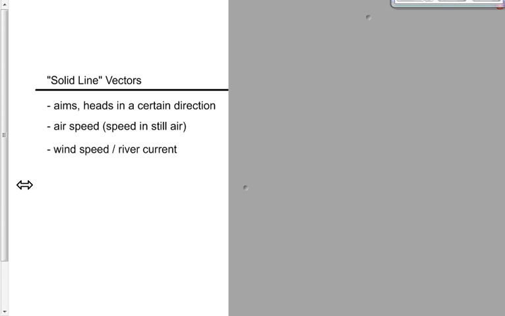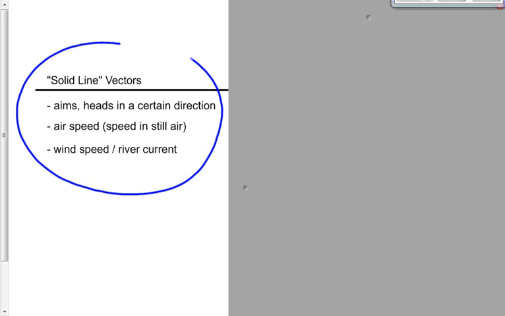Finally, if there is a wind speed, let's say the wind is blowing at 50 kilometers per hour, or the river current as the captain of the ship is trying to cross the river is 5 meters per second to the west. If there's a wind speed or a current, we're going to make that a solid line vector. Basically, solid line vectors are all vectors that contribute to where we actually end up going. They're not where we actually end up going. They contribute to it. Okay?